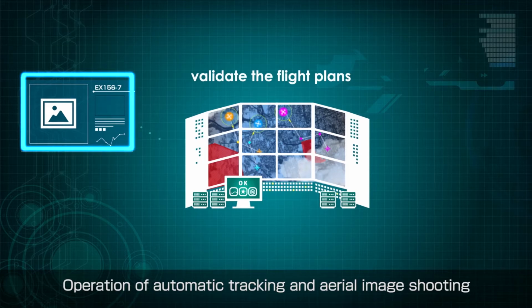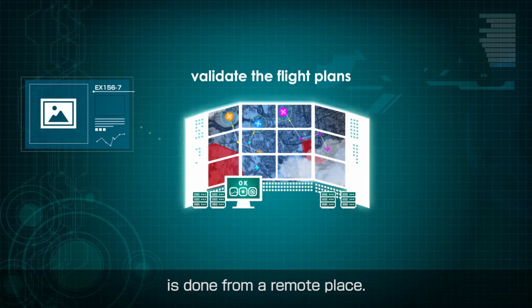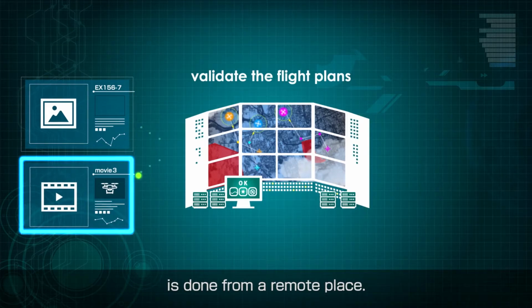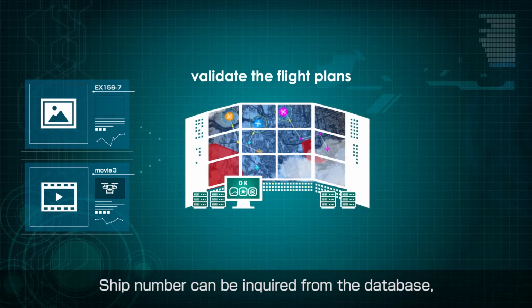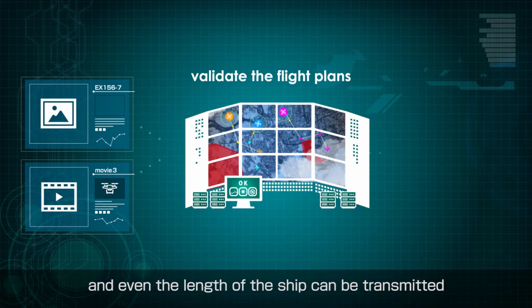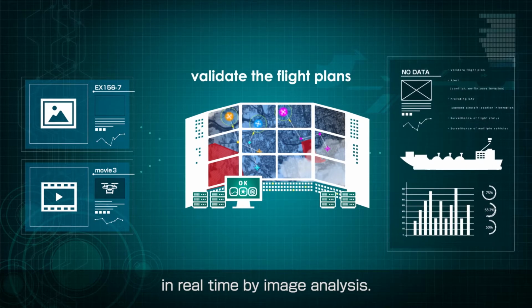Operation of automatic tracking and aerial image shooting is done from a remote place. Ship number can be inquired from the database, and even the length of the ship can be transmitted in real time by image analysis.